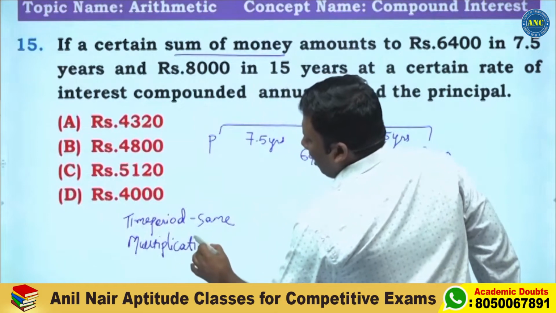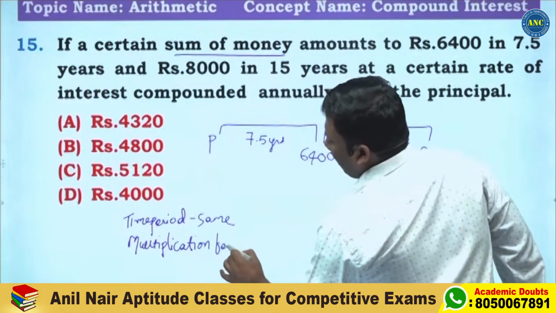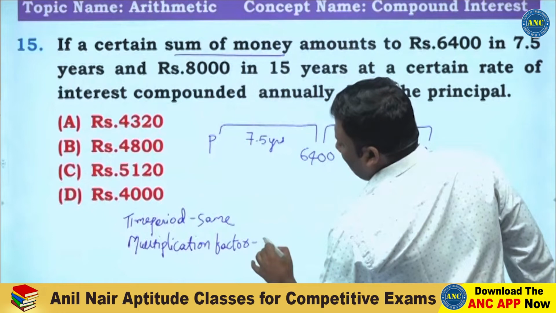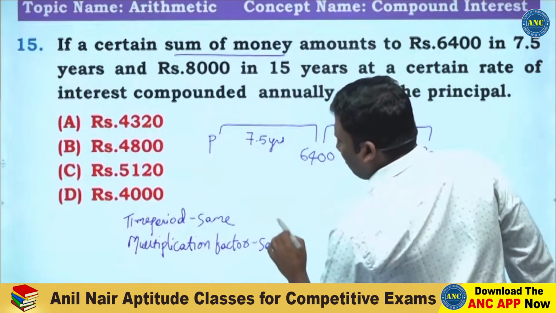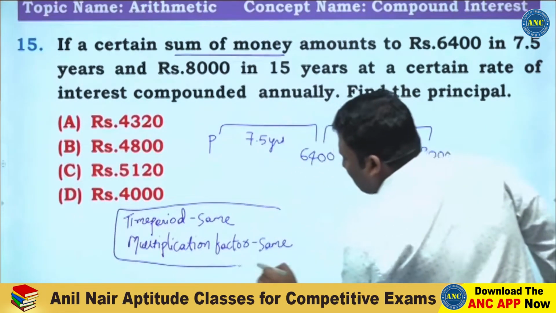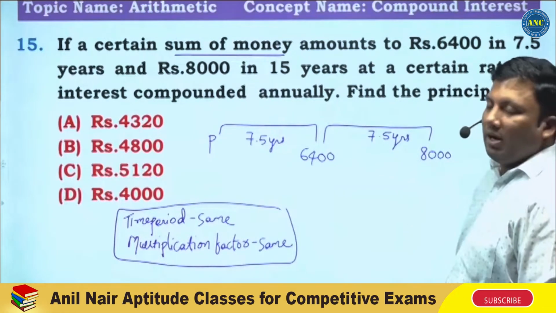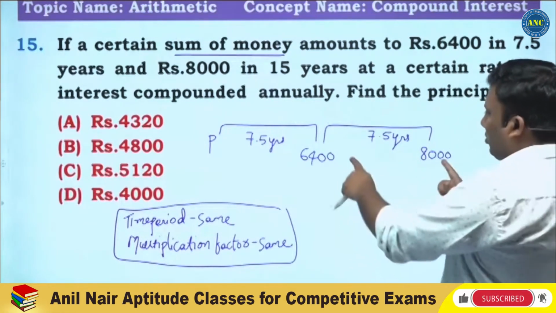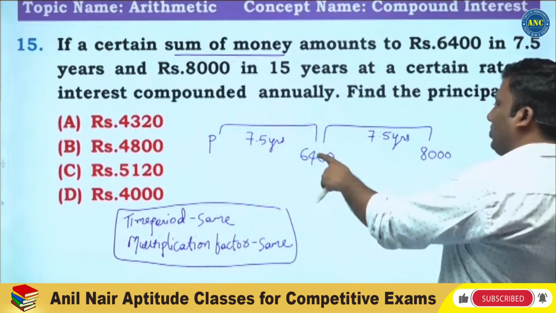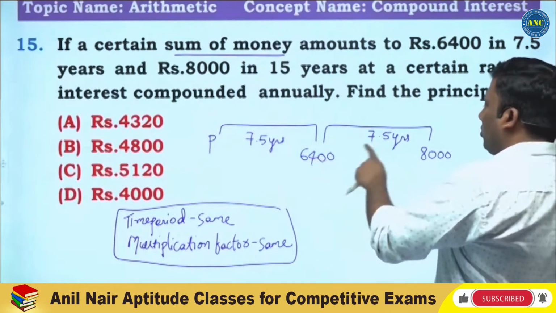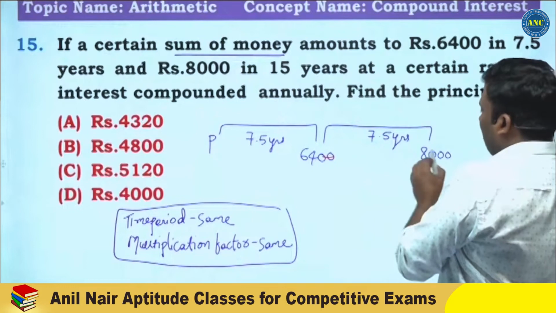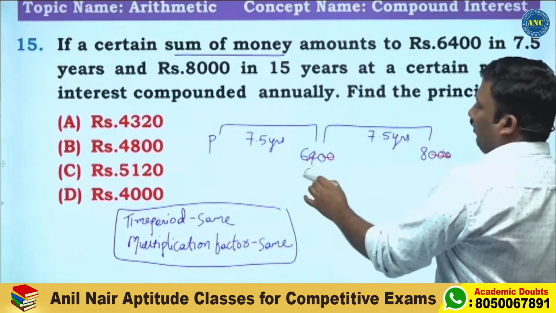Multiplication factor, or a scaling factor, will also be the same. If the time period is the same, the multiplication factor will also be the same. What is the multiplication factor? Zeros cancel. 16 3s are, 16 4s are, 16 5s are.